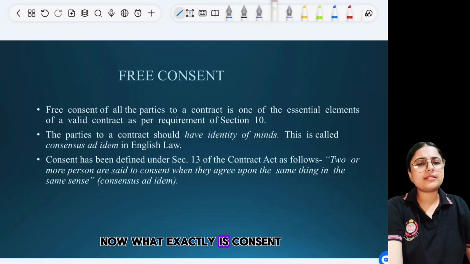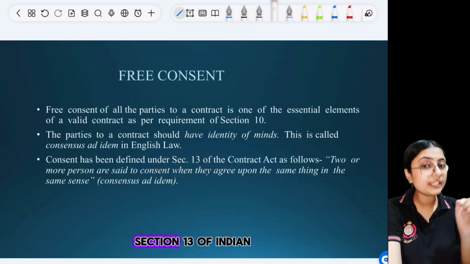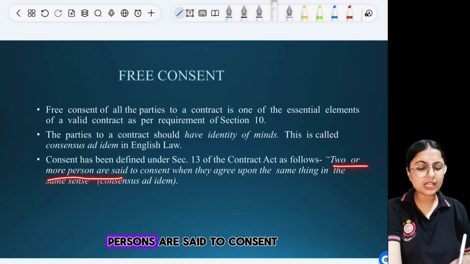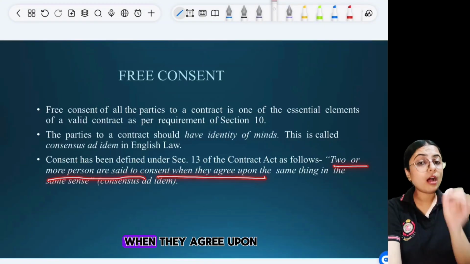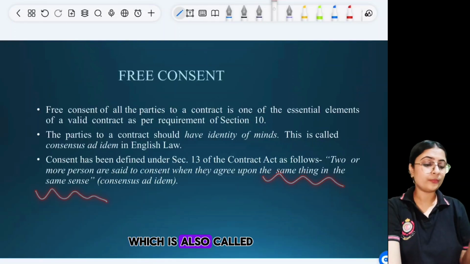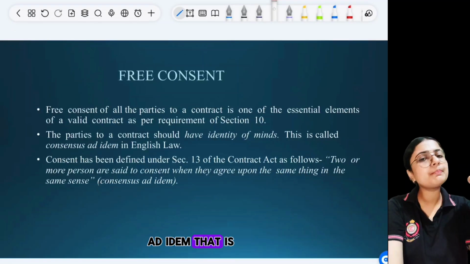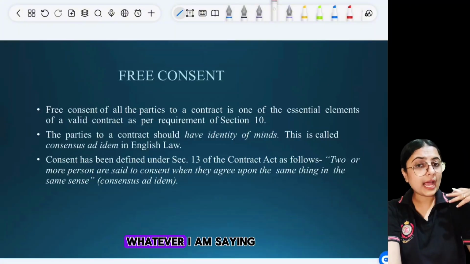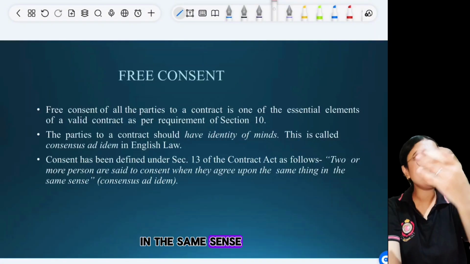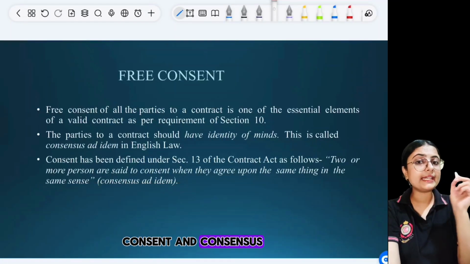Now what exactly is consent? Let's now discuss the definition that is given under section 13 of Indian Contract Act, which states that two or more persons are said to consent when they agree upon same thing in the same sense, which is also called in English law as consensus ad idem, that is meeting of the minds. Whatever I am saying, you also agree upon in the same thing in the same sense. Then it is said to be known as consent and consensus ad idem.